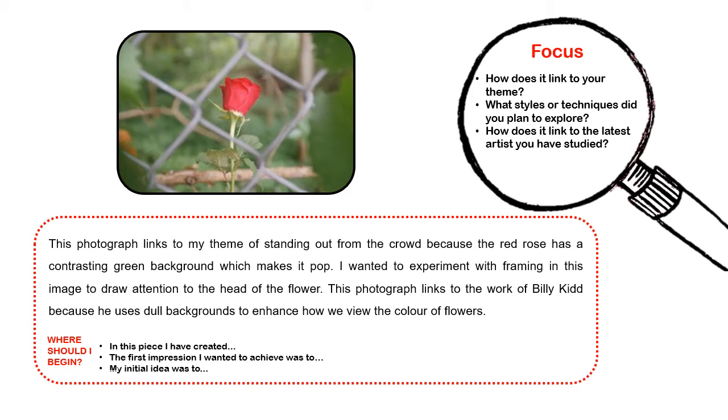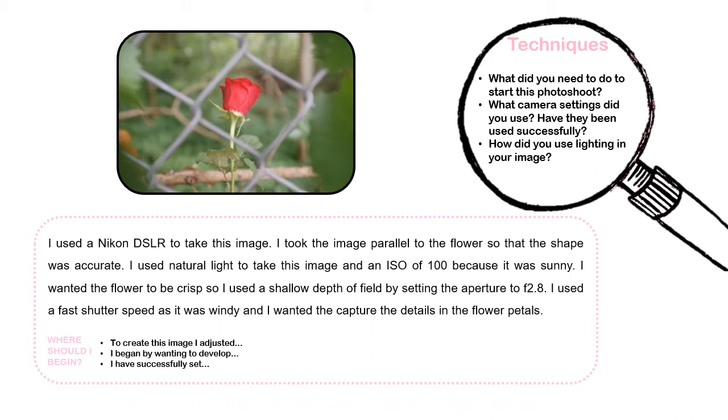The photograph links to the work of Billy Kidd because he uses dull backgrounds to enhance how we view the colour of flowers. Again, like I said, yours will link to Ansel Adams, and whichever macro photographer you chose to look at, just explain the similarities that you can see between their work and yours. So now we're looking at the techniques that you've used. That'll be the type of camera you've used, the settings, and how you think they've worked successfully, and the lighting as well. So you'll see I've written I used a Nikon DSLR to take this image.